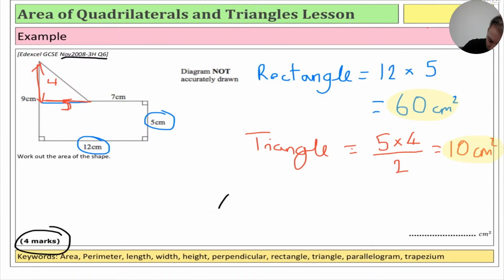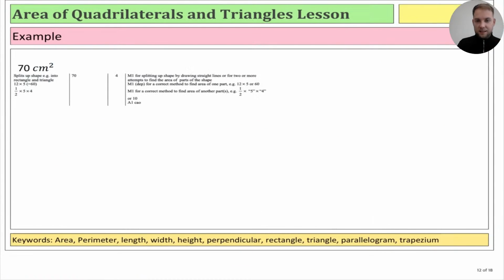So then the last little part is going to be the 60 plus the 10. The total area here is 70 centimetres squared. Brilliant. So, I've got some questions here for us to have a little go at. There's the answer to that, 70 centimetres squared.